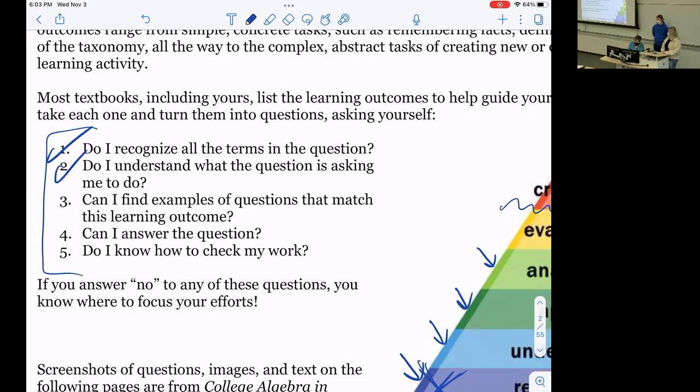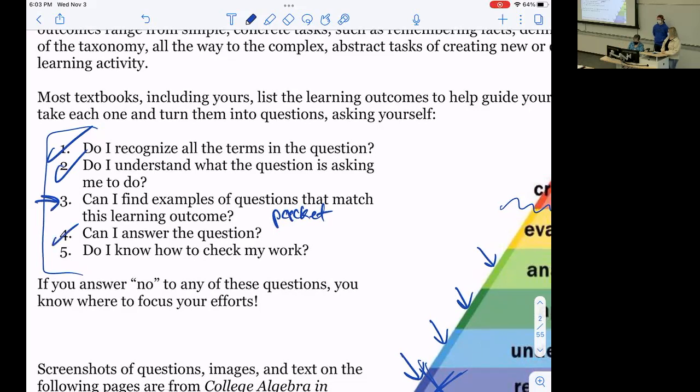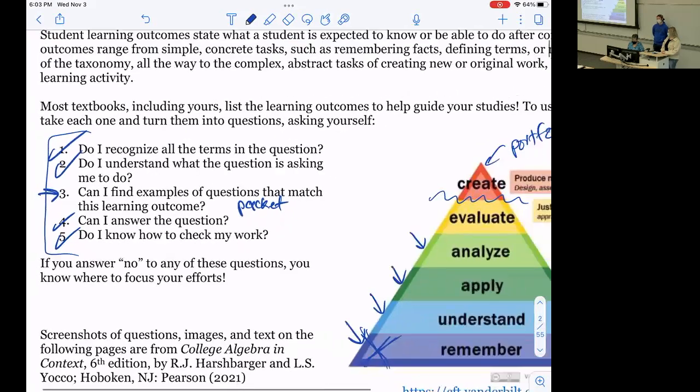All right, what I've done for you in this packet is to find examples of these questions so that we can practice and say, do I know how to do every aspect of this learning outcome? You want to make sure you know how to answer the question, and then do you know how to check your work? For example, if you've solved for two roots of a quadratic equation, can you plug those back in and verify that those are valid answers for the equation? If you say no to any of those questions, you know to go back and focus your efforts wherever that may be.